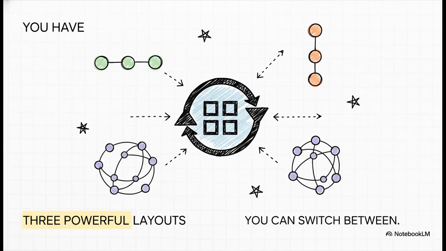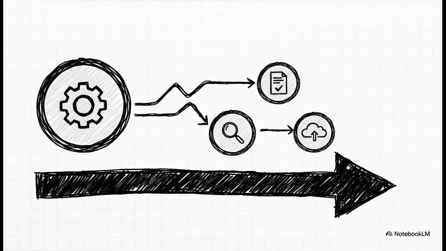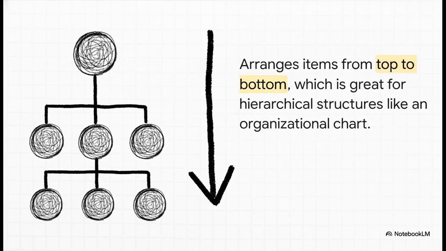Okay, so we know how to move around, but what if we want to change the map itself? Well, you're not stuck with just one perspective. You've actually got three really powerful layouts you can switch between to organize the data for whatever you're trying to do. First, we've got the horizontal tree layout. This one lays out your data from left to right. It's absolutely perfect when you're trying to visualize something with a clear sequence, like a workflow or maybe a manufacturing process.